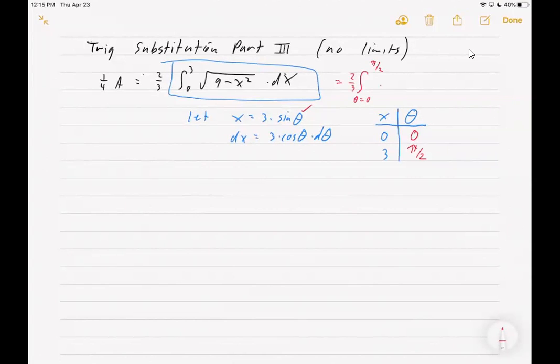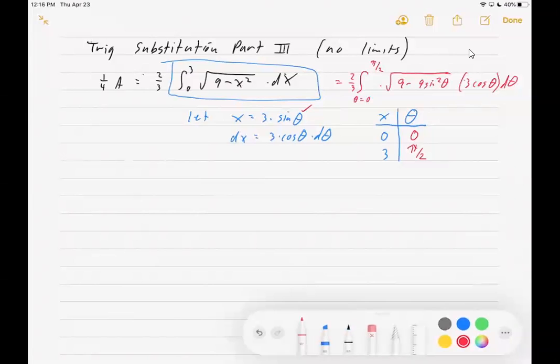And then we had the square root of 9 minus 9 sine squared of theta. And hopefully you recall that that simplified greatly. And then the dx could be replaced by 3 cosine theta d theta. And we were able to simplify. And because we have limits for theta, we could get a numerical answer for this. We never had to go back to x. But let's consider what would happen if we did not have the limits.